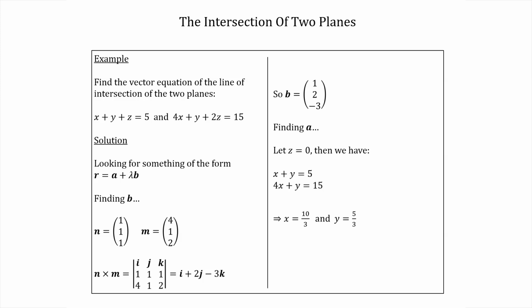Again, we haven't explained this in detail, as simultaneous equations are covered in a video in the algebra series of videos. So, using these three values, we get that a is 10 over 3, 5 over 3, 0. Finally then, our equation is r equals 10 over 3, 5 over 3, 0 plus lambda 1, 2, minus 3.